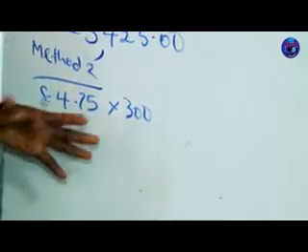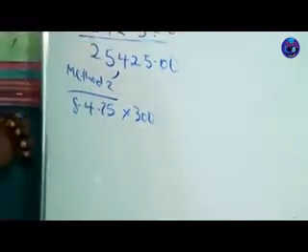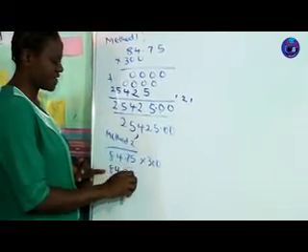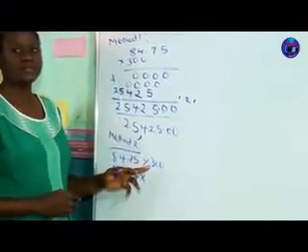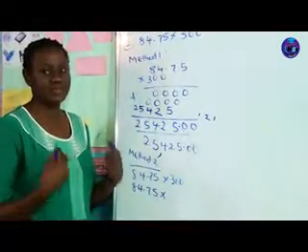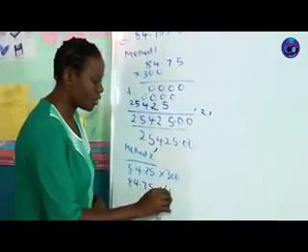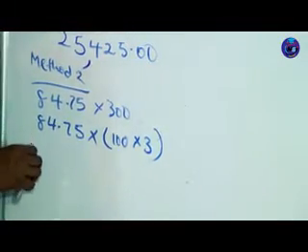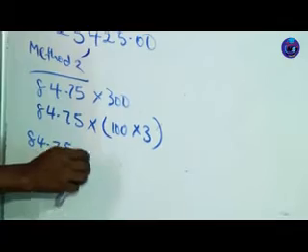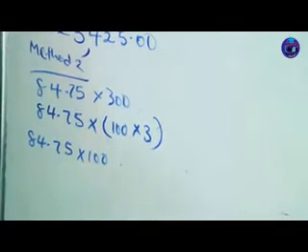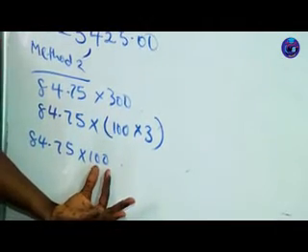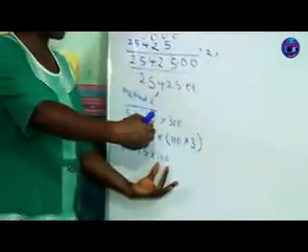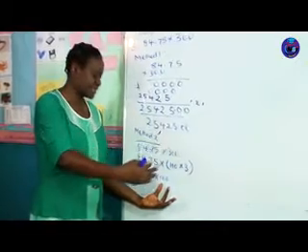$84.75 times 300. You could make the question simpler for yourself by doing this. 84.75 times 300 is the same thing as 100 times 3. So 100 times 3. What do I do? 84.75 times 100. These 2 zeros make it easy for me to multiply. All I need to do is to move 2 digits forward to the right hand.